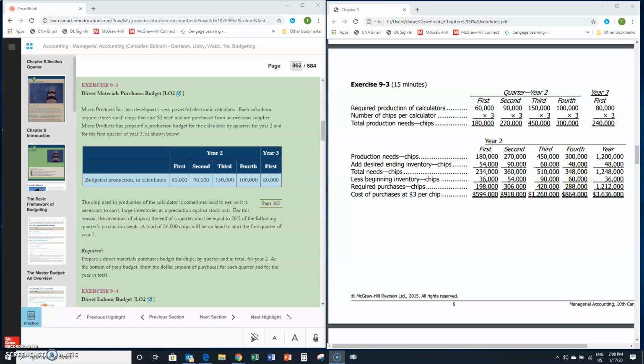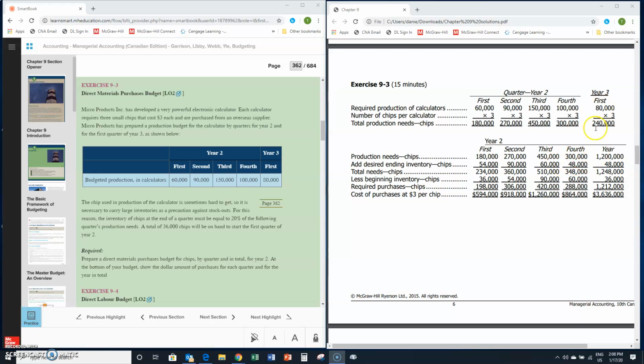In exercise 9-2, I think, they told us what our desired ending inventory was in the last quarter. Here, they're just giving us production for the following quarter, the first quarter of the next year. So we can calculate that if we're going to make 80,000 calculators at 3 chips in each calculator, we know what production is going to be. So 20% of that will be our ending inventory for this quarter.